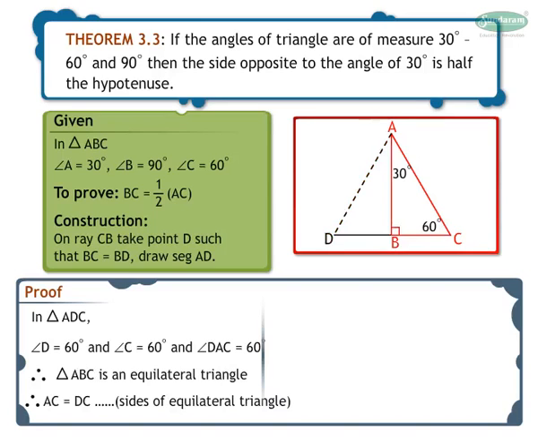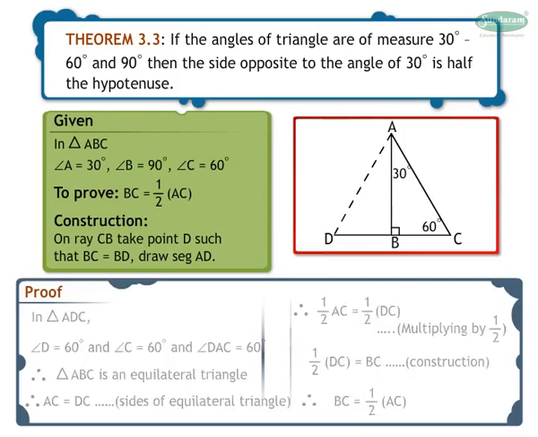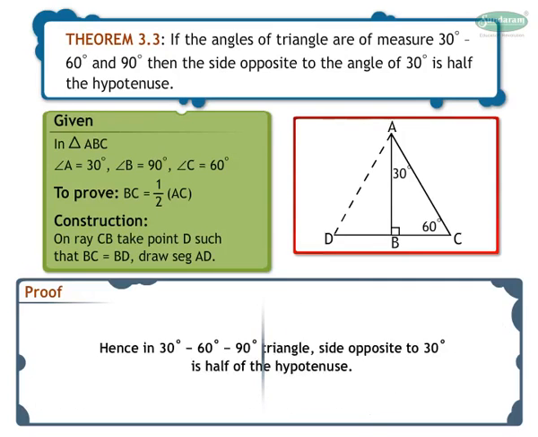Therefore, since they are the sides of an equilateral triangle, AC is equal to DC. Now, multiplying both the sides by half, we get half of AC is equal to half of DC. But, according to construction, half of DC is equal to BC. Therefore, BC is equal to half of AC. Hence, in a 30 degrees, 60 degrees, 90 degrees triangle, the side opposite to 30 degrees is half of the hypotenuse.